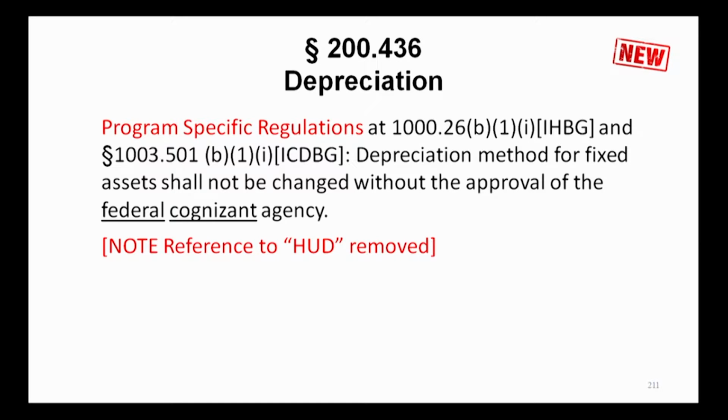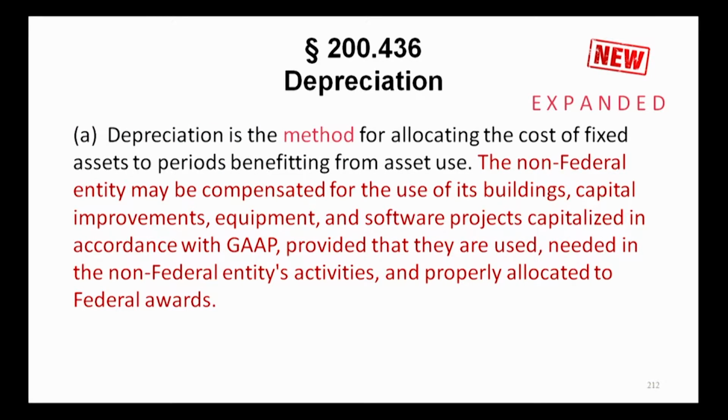Depreciation, 436. Earlier in the beginning of our cost principles session, we talked about depreciation, and we have a program-specific regulation and exception to that. It's one of the items that require prior approval, and so the depreciation method for fixed assets shall not be changed without the approval of the federal cognizant agency.